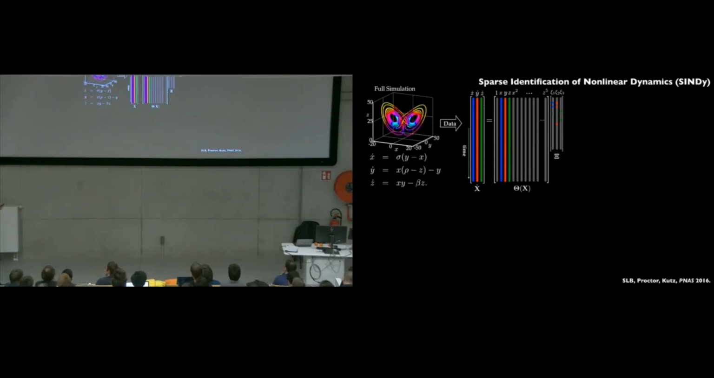Here's the key observation. We expect that almost every nonlinear dynamical system we've ever seen has been sparse. Open a textbook and find me a dynamical system that's not sparse. I challenge you, that's homework.